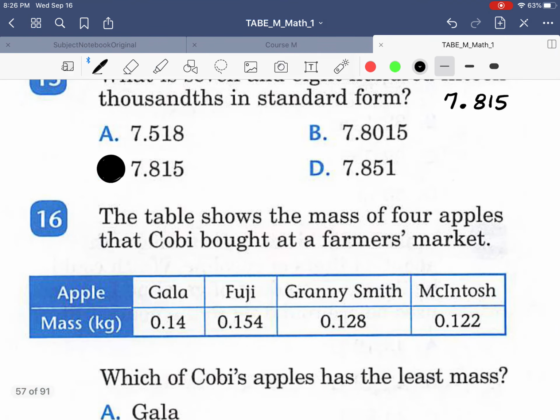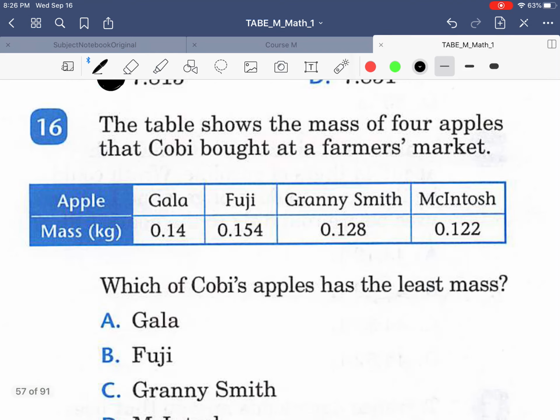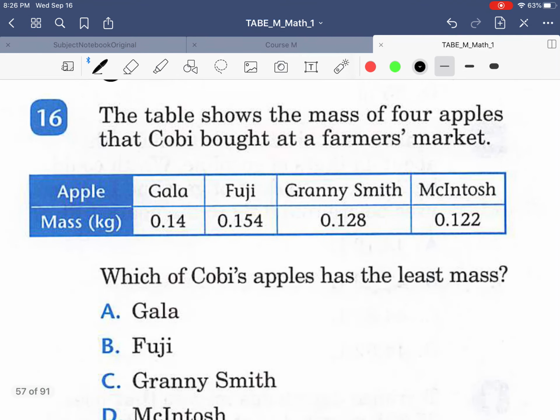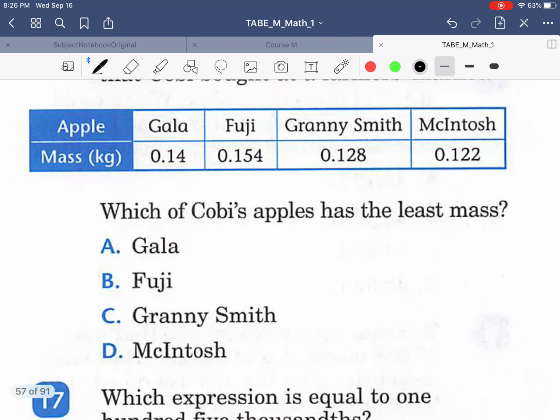Number 16. The table shows the mass of 4 apples that Kobe bought at a farmer's market. He bought a Gala, a Fuji, a Granny Smith, and a Macintosh, and the mass is in kilograms. Which of Kobe's apples has the least mass? Smallest mass. So we're looking at a comparison. I would not try to eyeball it. I do not recommend that on decimals, because even if you're an expert, your eye will make a mistake.